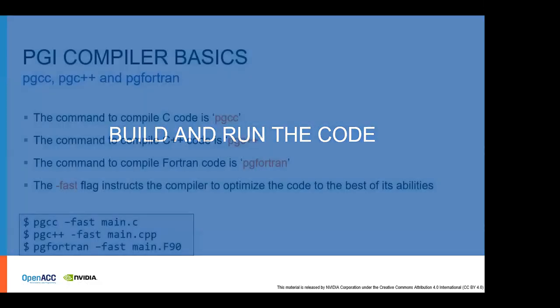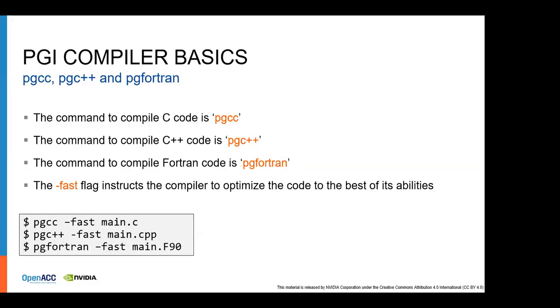Okay, now how to build and run the code. So the compiler basics. We will still use PGCC, PGC++, and PGFortran. But now, also with the HPC SDK, you could use NVC, NVC++, and NVFortran. And the way to compile and generate optimized code for CPU is simply to add the -fast flag.